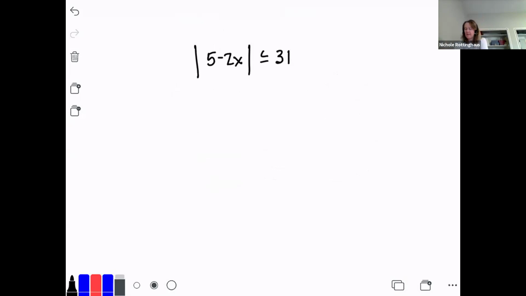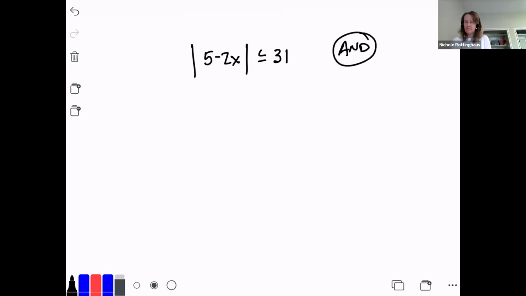All right. The absolute value of 5 minus 2x is less than or equal to 31. Again, my absolute value is by itself. So I'm at that point where I have to determine, is this an and or an or? And the distance is less than. It's a less than, so it's an and. And I'm going to write my 2 inequalities. 5 minus 2x is less than or equal to 31. And 5 minus 2x is greater than or equal to negative 31.